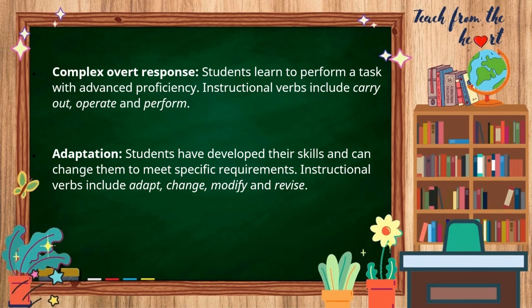Next is the complex overt response. Students learn to perform a task with advanced proficiency. For example, a piano student knows how to play a song without needing to look at the keys. The instructional verbs include carry out, operate, and perform. Next is the adaptation. Students have developed their skills and can change them to meet specific requirements. For example, a culinary student knows how to adjust a recipe to meet a particular dietary restriction. The instructional verbs include adapt, change, modify, and revise.